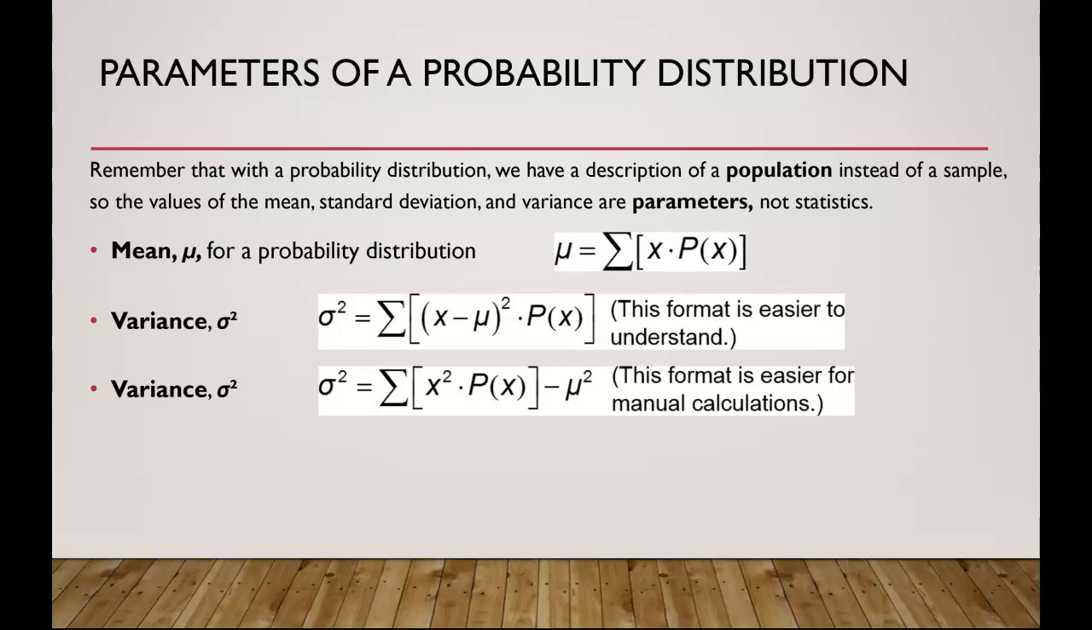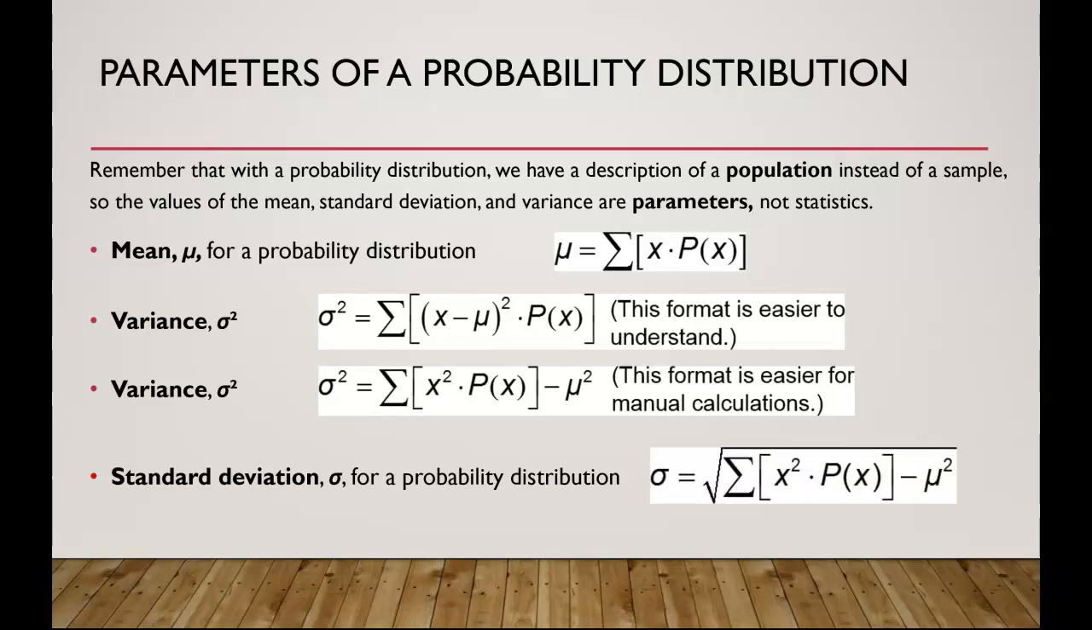We'll do one example where we would calculate the mean, variance, and standard deviation manually, and then I'll show you how to do it on StatCrunch and Graphing Calculator. Standard deviation for probability distribution, sigma, is found by taking the square root of the variance. If you use StatCrunch or Graphing Calculator, you will not have to use these formulas at all.